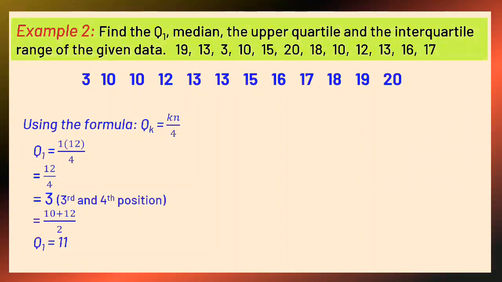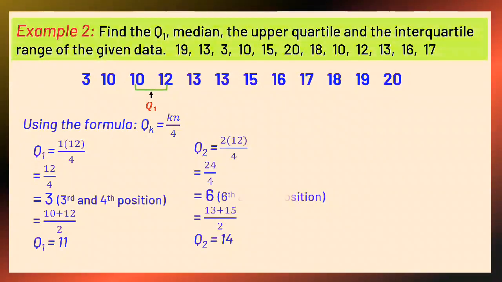According to the rule, if the quotient that we have found is a whole number, what we are going to do is get the average of the two consecutive positions. So we have the third and the fourth position. So we have 10 plus 12 divided by 2. The value of quartile 1 is equal to 11.